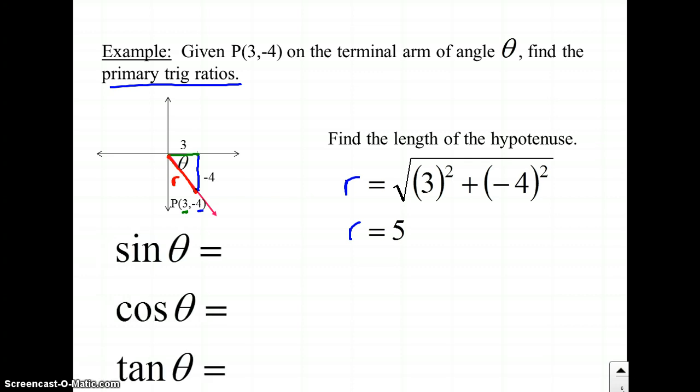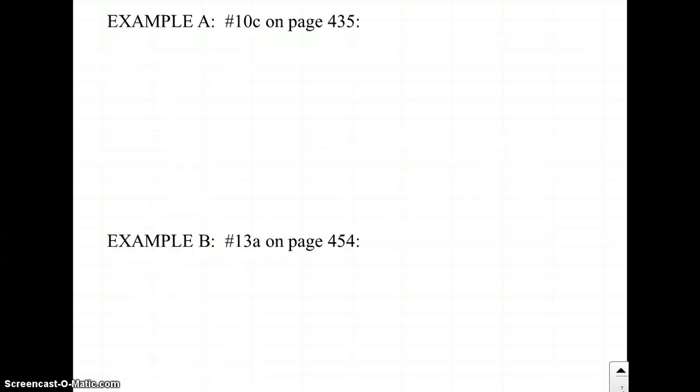So I can now write my 3 primary trig ratios. If you recall from grade 10, sine is opposite over hypotenuse. Opposite of angle theta is -4. Hypotenuse we just figured out to be 5. So the sine ratio is -4/5. Cosine ratio from angle theta, here's angle theta. Cosine is adjacent over hypotenuse. So that's going to be 3/5. And from angle theta, tangent is opposite over adjacent. So that's going to be -4/3. Beautiful.